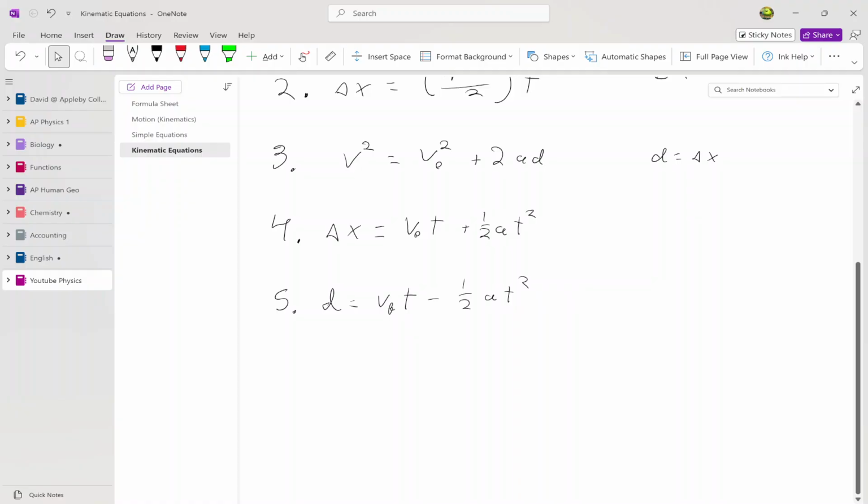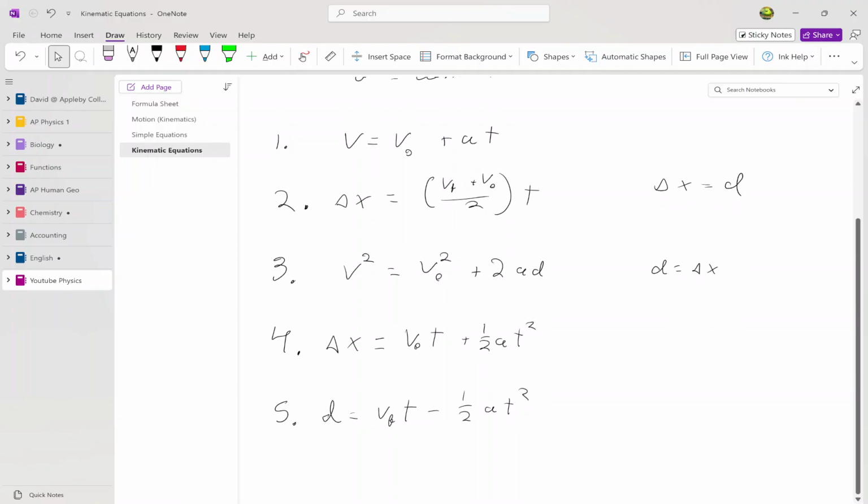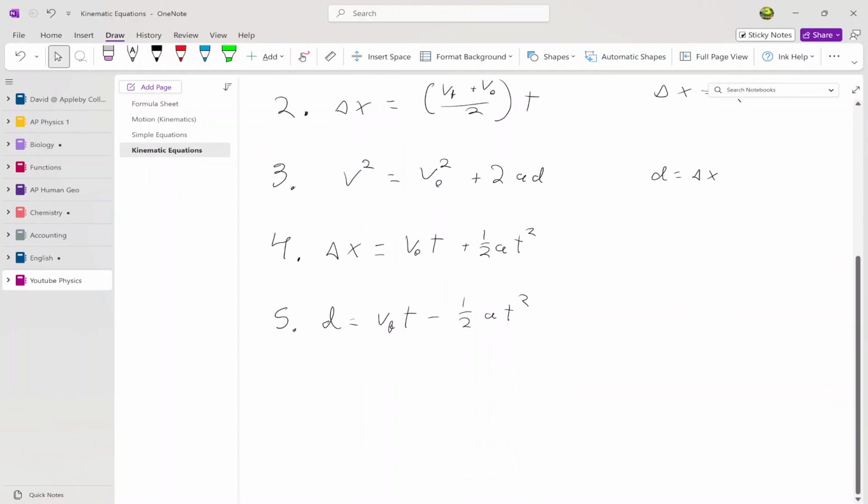Alright, so I just got interrupted, but I finished writing all the equations here. The fifth one is much less common, and you will not have to use it as much. But as you can see, these two are almost direct copies of each other, except one uses initial velocity and one uses final velocity, hence the change of symbols.